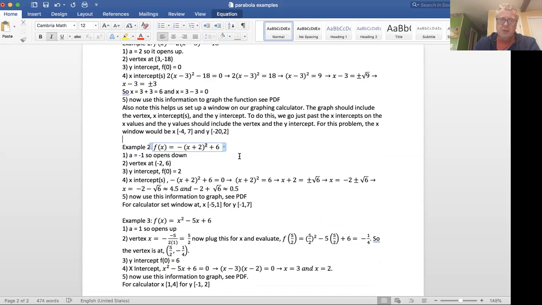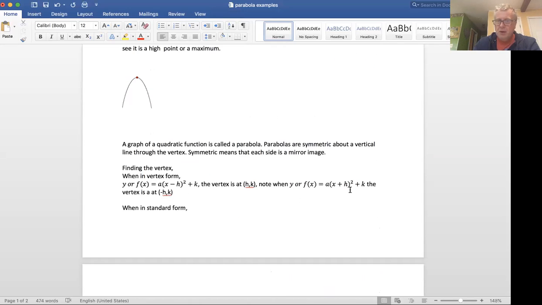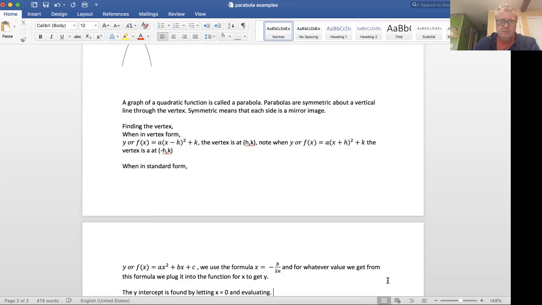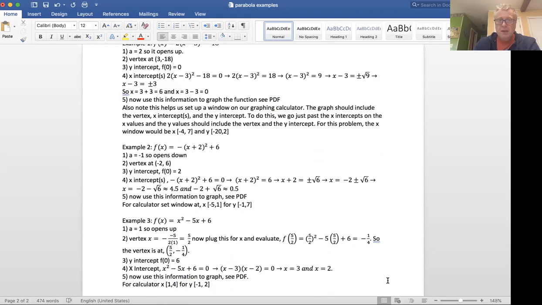Again, going back up to that vertex formula. When you have (x plus h) quantity squared, the vertex is at (minus h, k). And so we plug 0 in for x, get 2 out, so our y-intercept this time is 2.